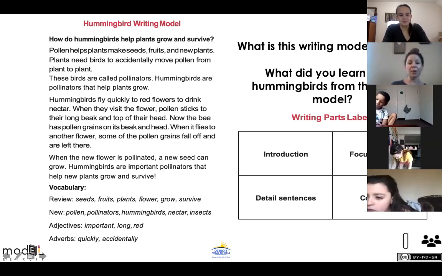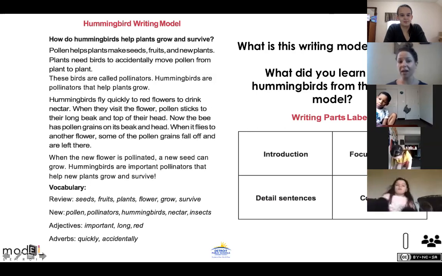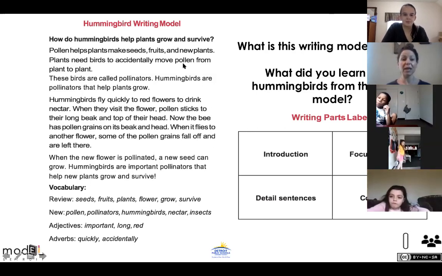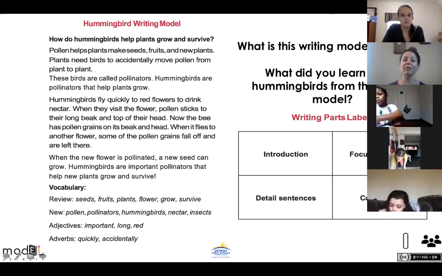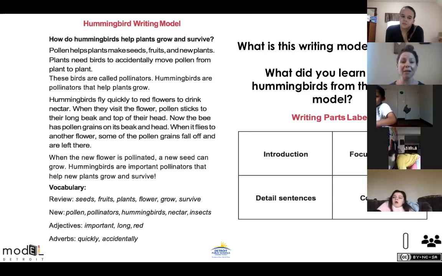How do hummingbirds help plants grow and survive? Pollen helps plants make seeds, fruits, and new plants. Plants need birds to accidentally move pollen from plant to plant. These birds are called pollinators. Hummingbirds are pollinators that help plants grow.